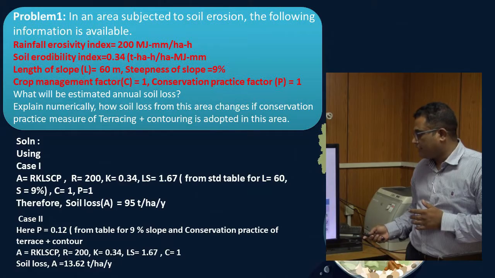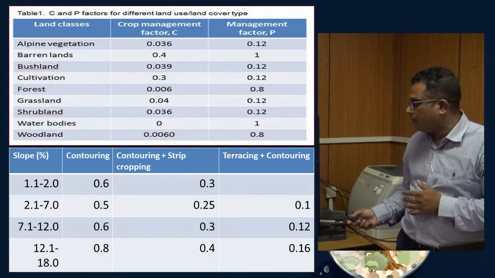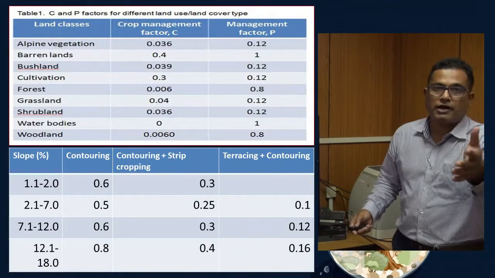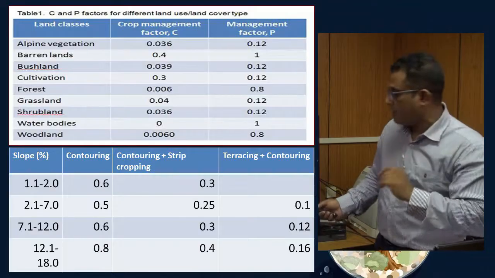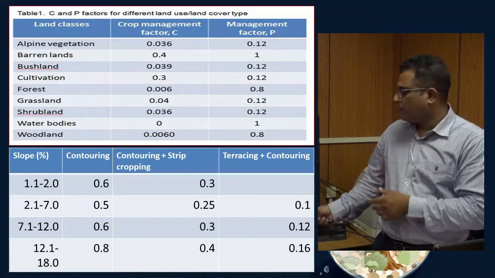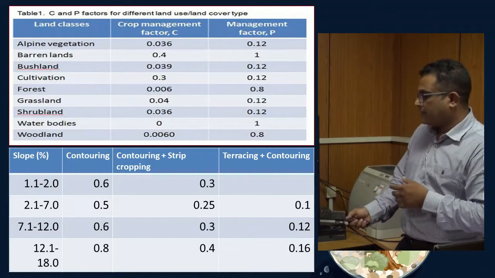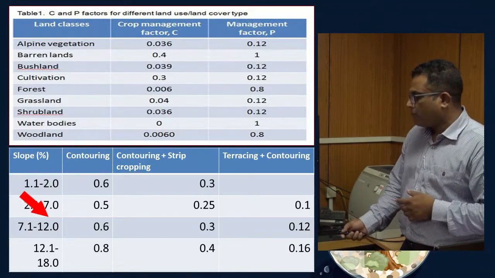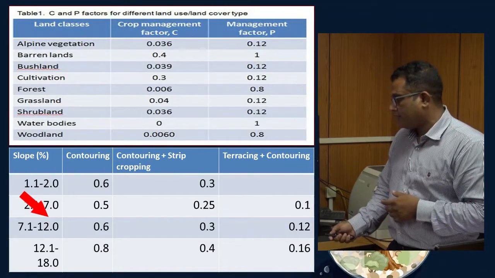Those tables are indicative. There would be a standard table that you have to refer to for your condition, for your state, for your country. It would be for some other country. Just for explanation, I am showing you. So our slope is 9%. It comes under 7.1 to 12%, right?